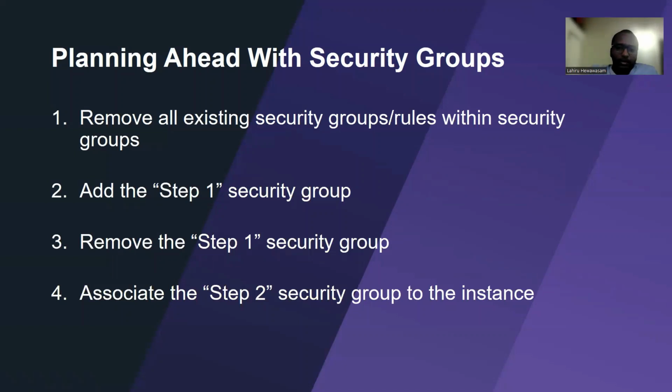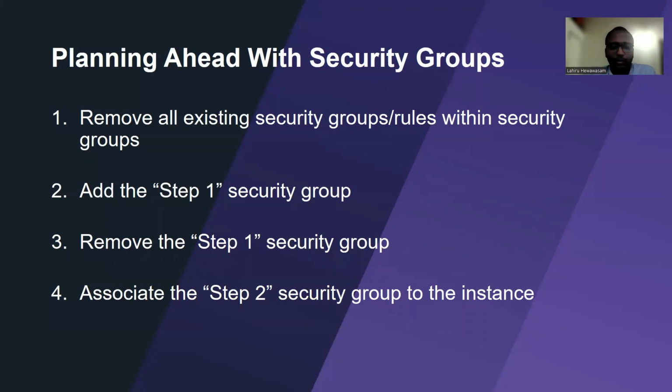Now, during an incident response, what you do is first you remove all existing security groups or rules within the security group. Okay. Next, you add the step 1 security group to the EC2 instance. Then you remove the step 1 security group from the EC2 instance. Right? Then you associate the step 2 security group to that same instance.